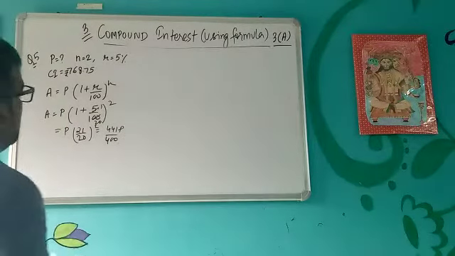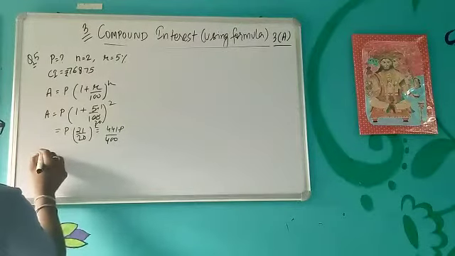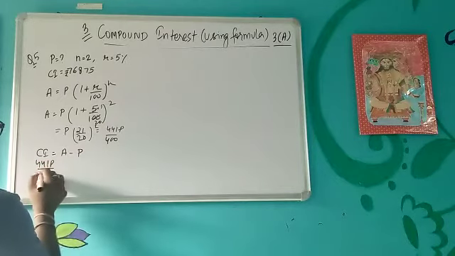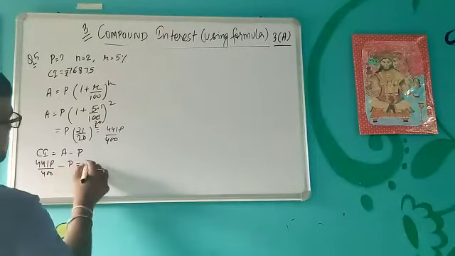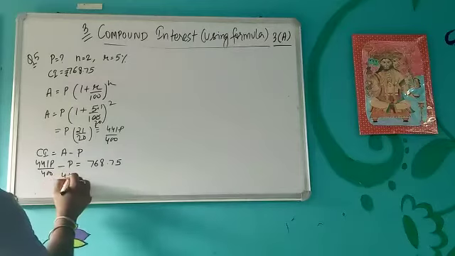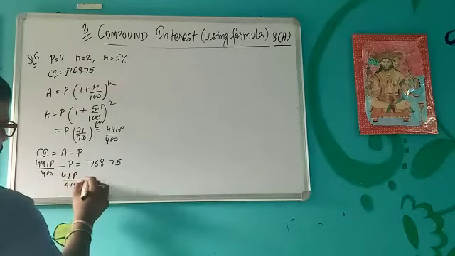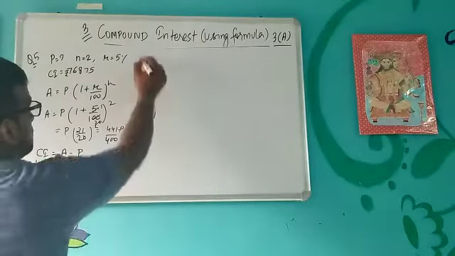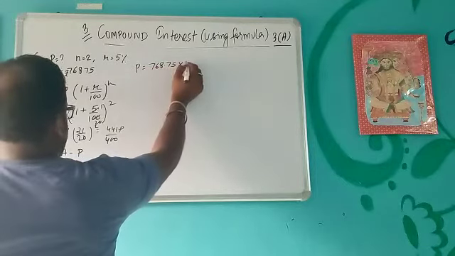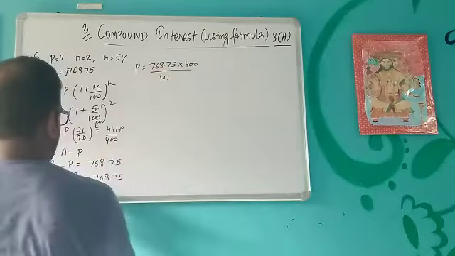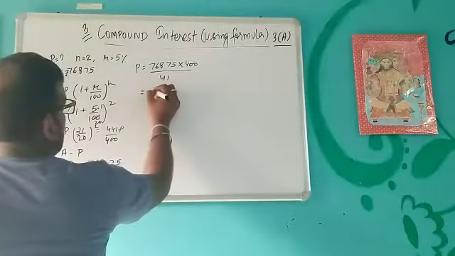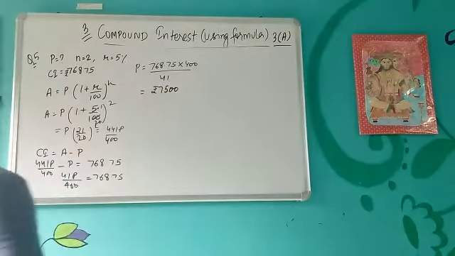Now what is given? Compound interest is given. So what is compound interest? A minus P. So 441 P upon 400 minus P is equal to 768.75. After solving it, we will get 41 P upon 400 is equal to 768.75. So from here we will get P equals 768.75 into 400 upon 41. So our P will be rupees 7500.